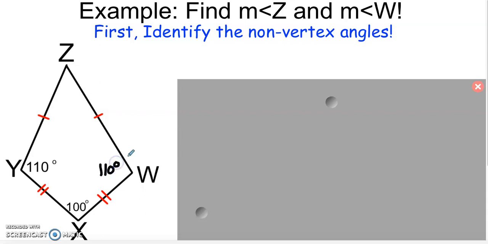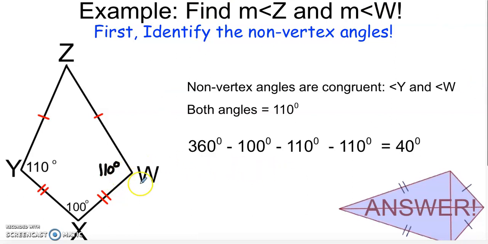And then I just subtract those other 3 angles from 360. So I take 360 minus 110, minus 100, and minus another 110, and that's going to leave me with 40 degrees. So the measure of angle W is 110 degrees, and the measure of angle Z is 40 degrees.